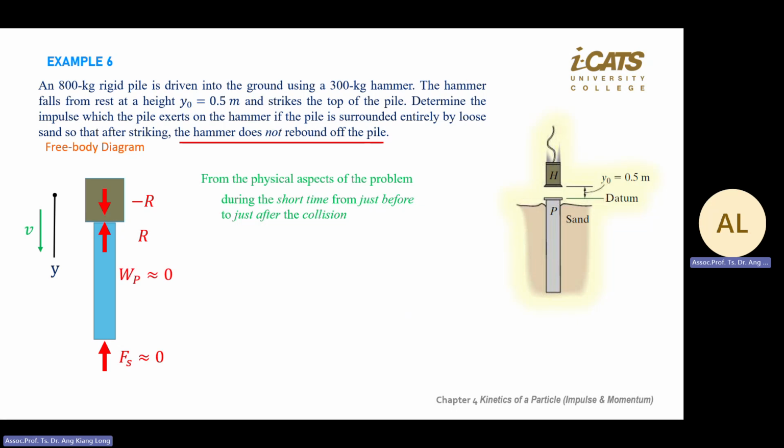So the force rebound from the soil is 0 because you are having loose sand. So there's no force felt by the pile. It is loose sand, so it continues to go down without any resistance. So there's no resistance force from the sand. So it is zero. The weight of the pile also is not considered because loose sand is like free fall.